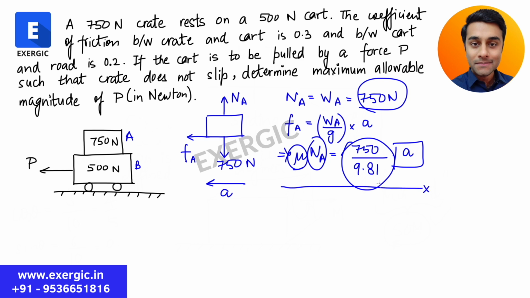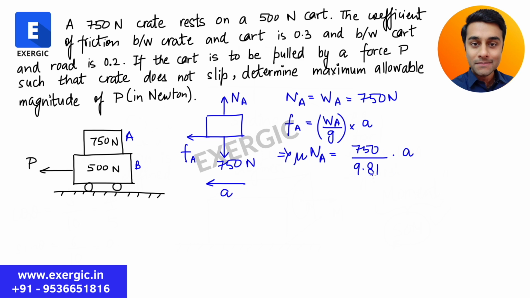But if we make the question slightly complicated, then this question can get slightly more conceptual. Suppose I gave you two different values of coefficient of friction. I gave you that the coefficient of static friction between the crate and the cart is 0.3, and the coefficient of kinetic friction between crate and cart is, let's say, 0.4 or 0.2. So out of these two values, which one will you put here? That you tell me. Pause the video and think about it.